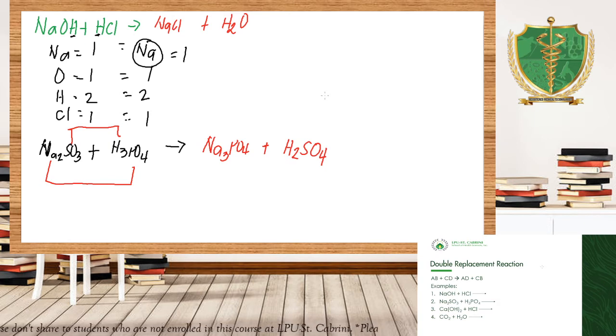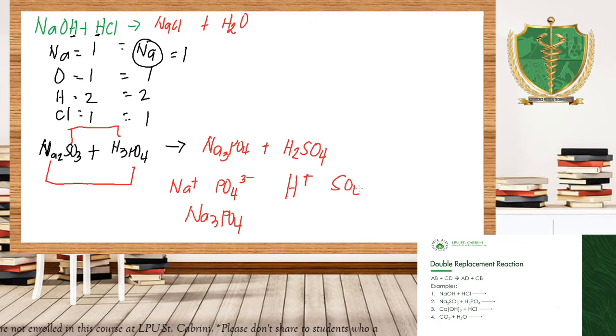Third, I want you to give me the reason why it becomes Na3PO4 and H2SO4. Oh, bakit? Sodium 1, phosphate, crisscross, Na3PO4. Tama. Okay? Hydrogen, sulfate, crisscross, H2SO4. Tama. Okay? Natandaan? Sana natandaan.